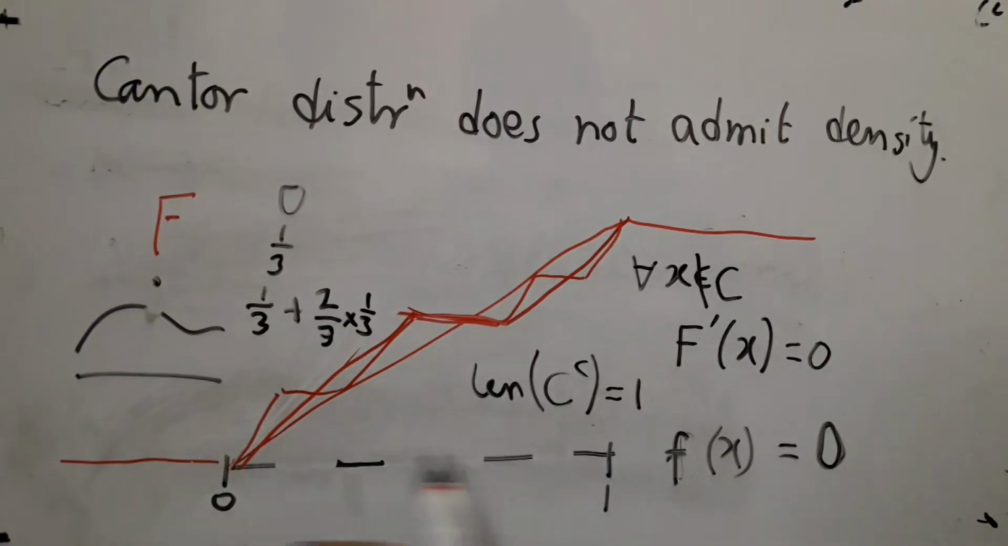So I see that f(x) behaves just the same as if it had been 0 everywhere. And if it is 0 everywhere, what is the total integral of this f(x)? The total integral of this f(x) will also be 0. So this f(x) cannot be a density, because a density must have total integral equal to 1. So we see the best possible candidate for the density fails to be a density, which means the Cantor distribution does not admit a density at all.